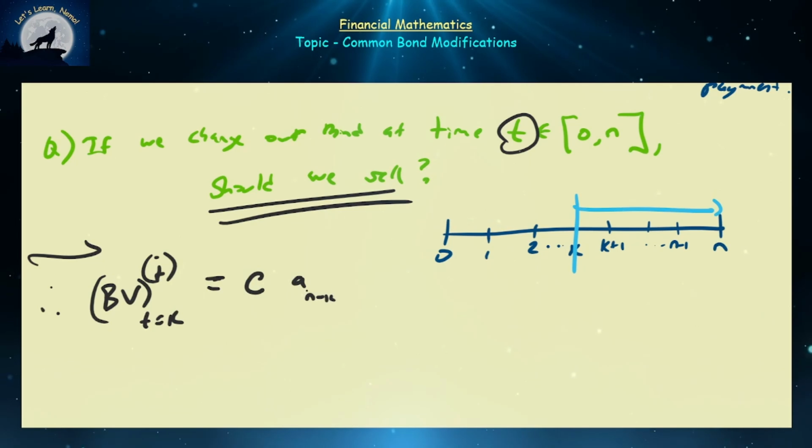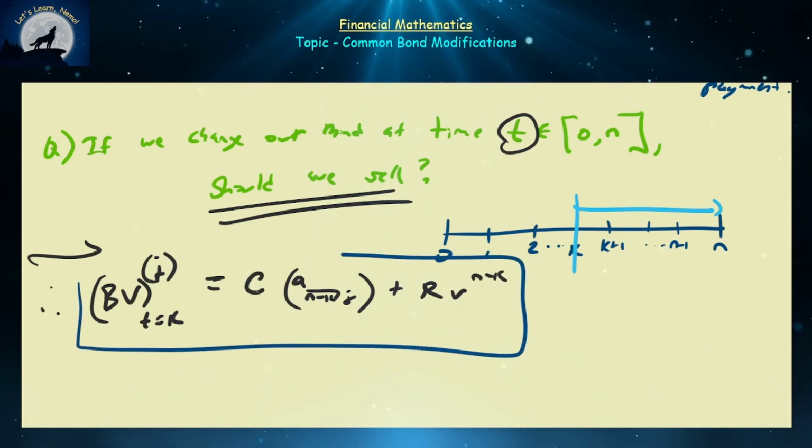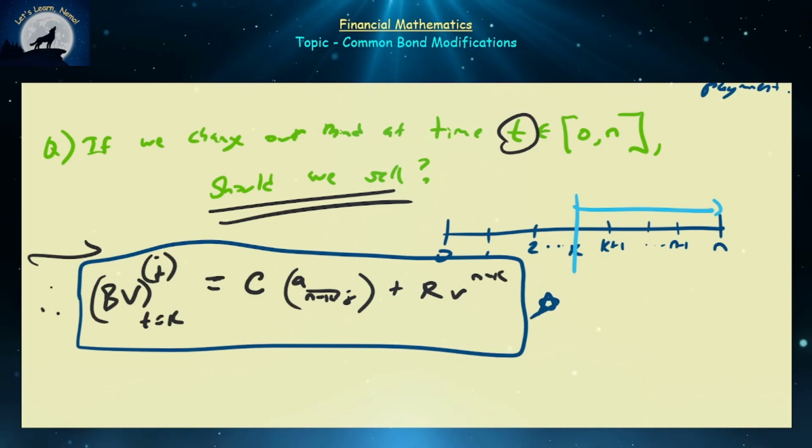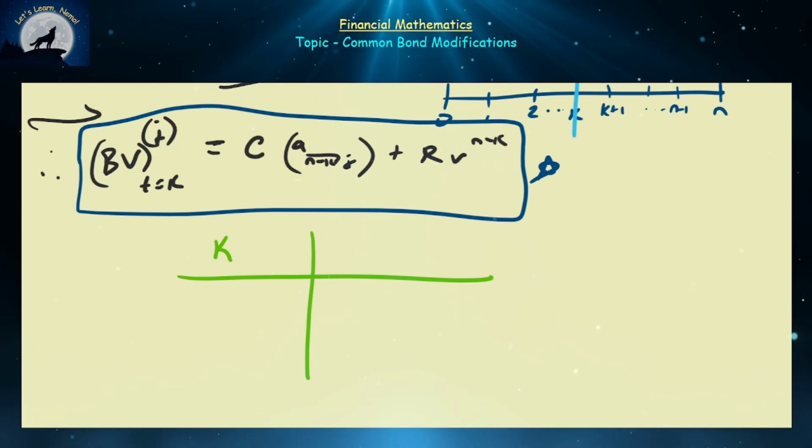So C times a of m minus k at rate j, plus R, our redemption value, times v to the power of n minus k. Right? And this representation obviously should look familiar if you know anything about deferred annuities. So using this relation, we can consider the value of our book value at a bunch of times t equal to k. So BV_k under j.